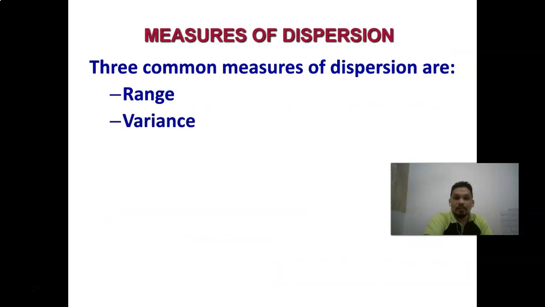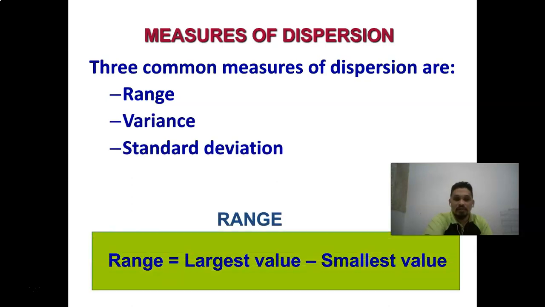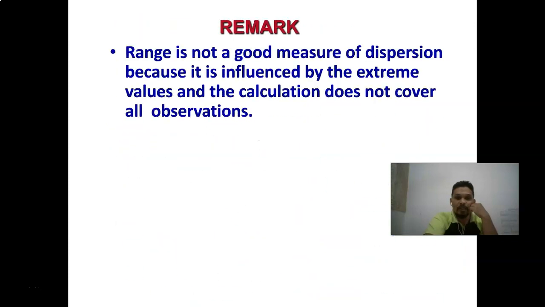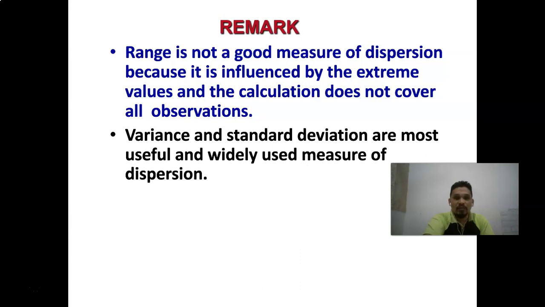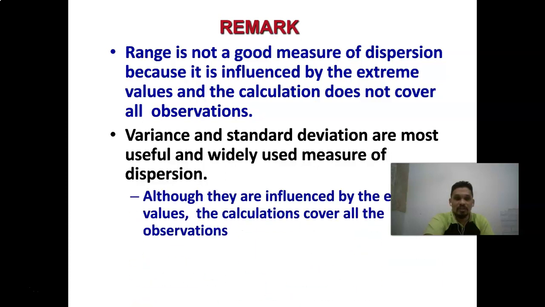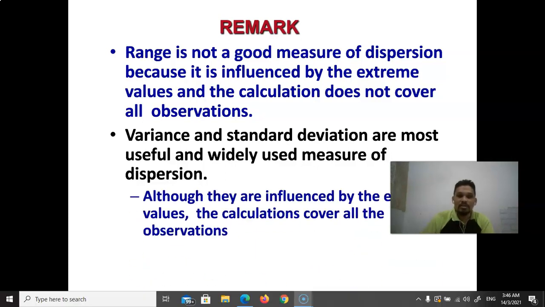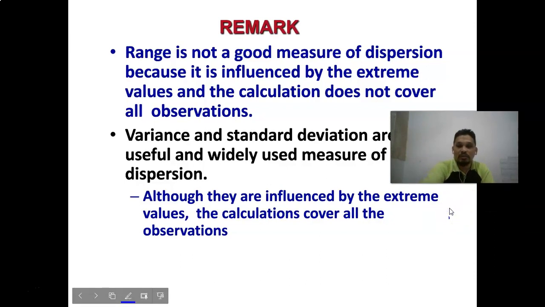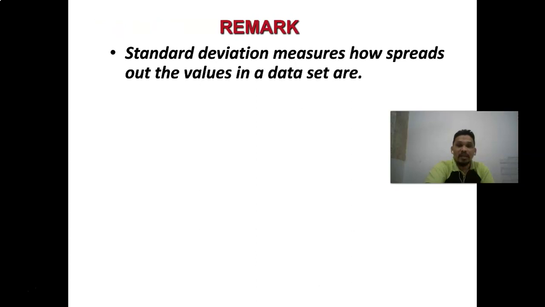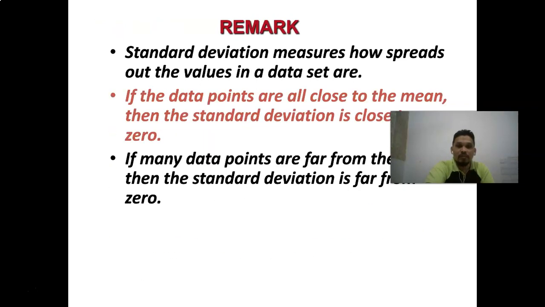So we will look into the common measures of dispersion: range, variance, and standard deviation, where the range equals the largest value minus the smallest value. Range is not a good measure of dispersion because it's influenced by the extreme values and the calculation does not cover all observations. Variance and standard deviation are the most useful and widely used measures of dispersion. Although they are influenced by extreme values, the calculation covers all the observations.